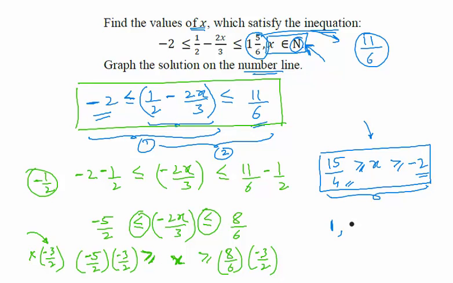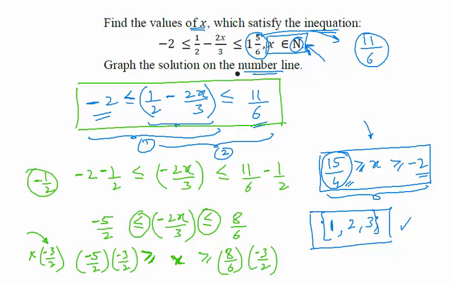So it should be included in our answer, right? What else? 2, 3, 4. Should I include 4? I should not include 4 because 4 will be greater than 15 by 4. 4 is basically what? 16 by 4, right? So I should restrict myself to only these three values, and these three values become my final result. This is your answer.